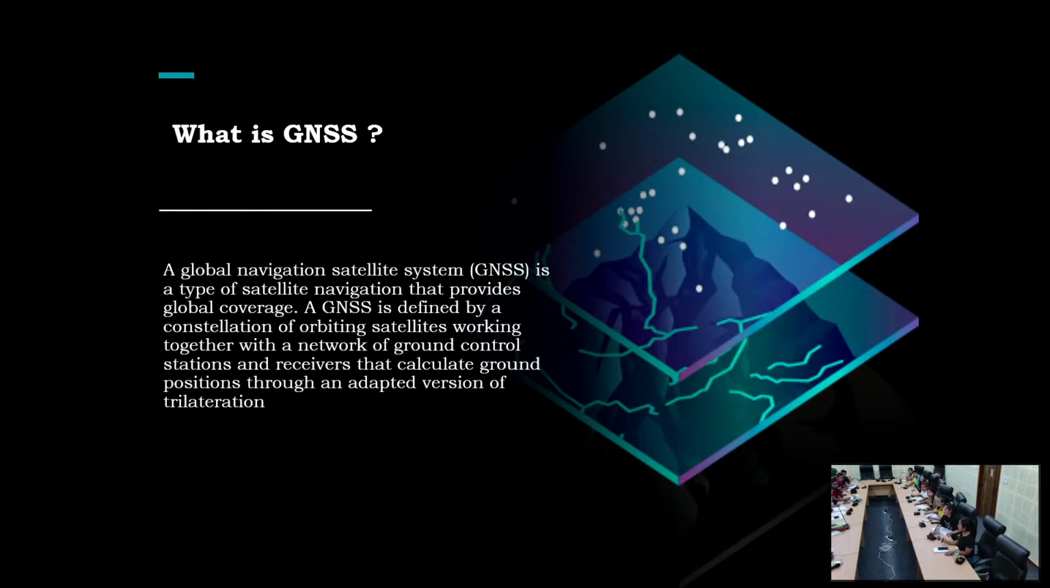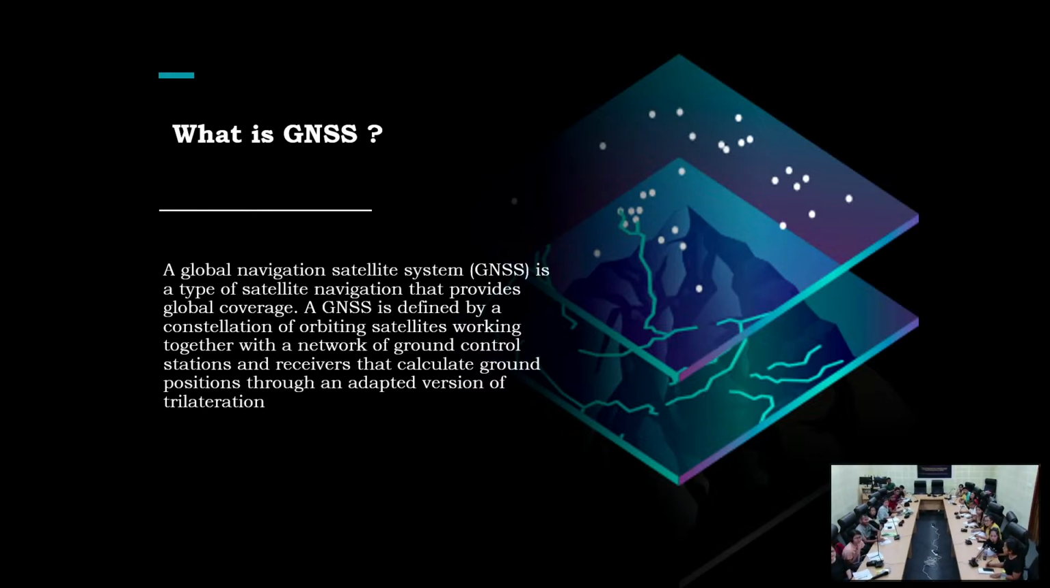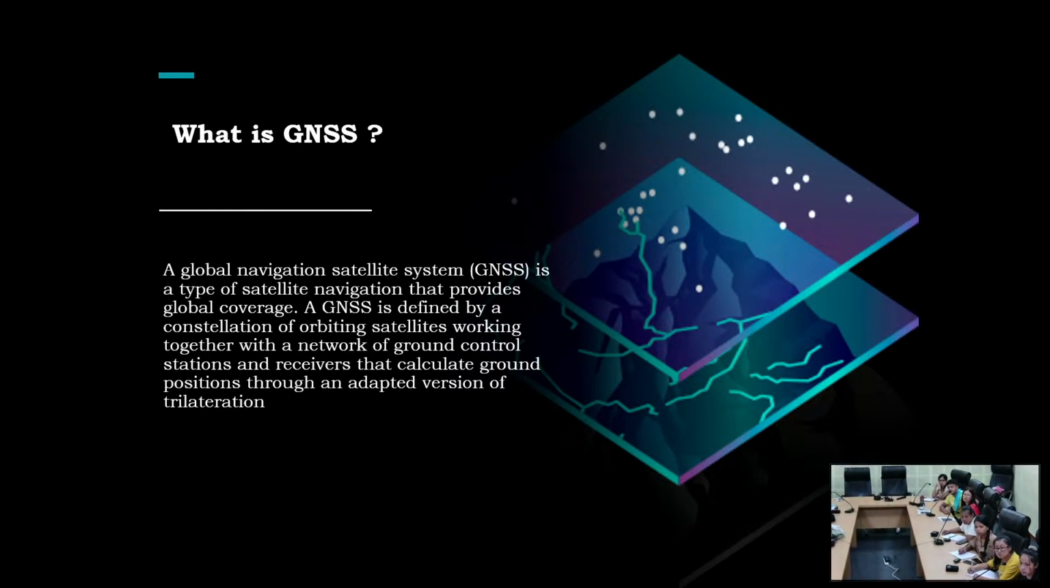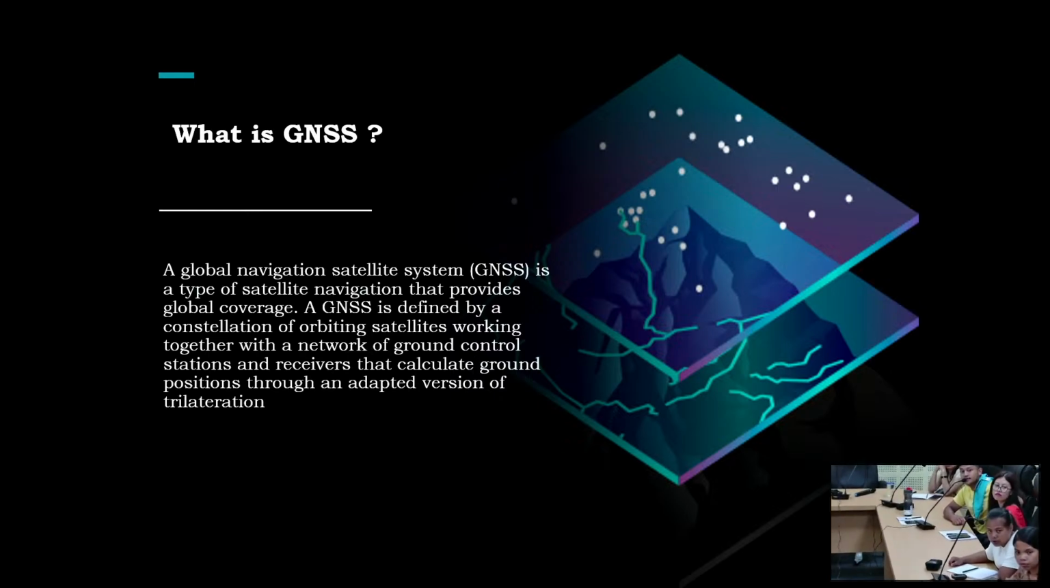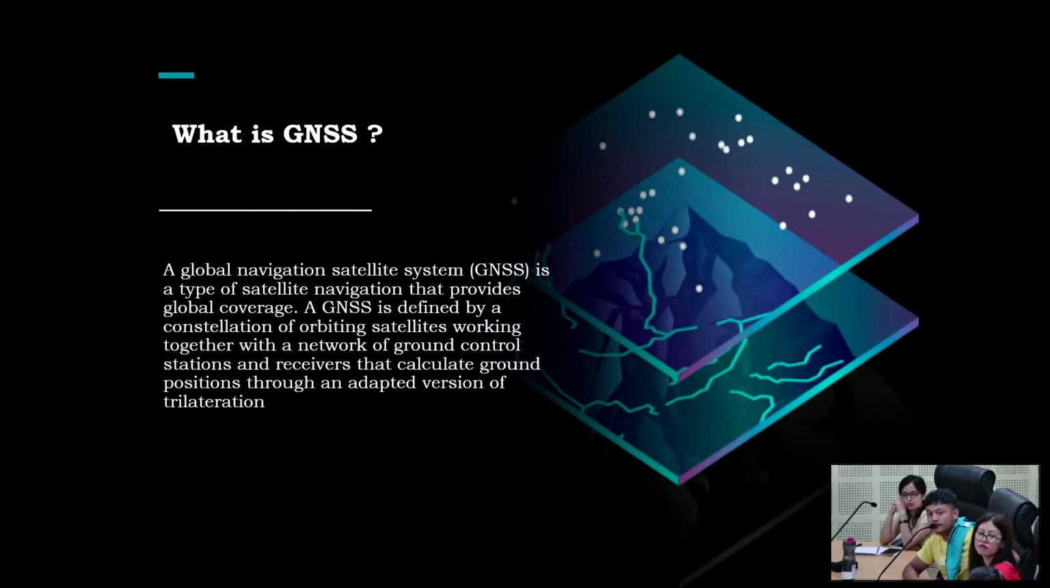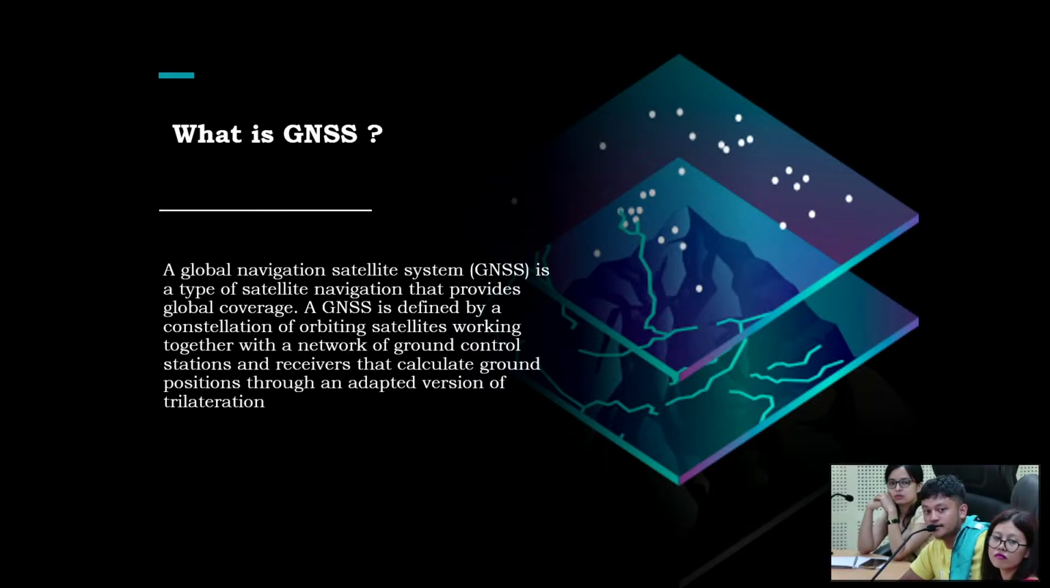What is GNSS? A global navigation satellite system, GNSS, is a type of satellite navigation that provides global coverage. A GNSS is defined by a constellation of orbiting satellites working together with a network of ground control stations and receivers that calculate ground positions through an adapted version of trilateration. Basically, we call it triangulation.